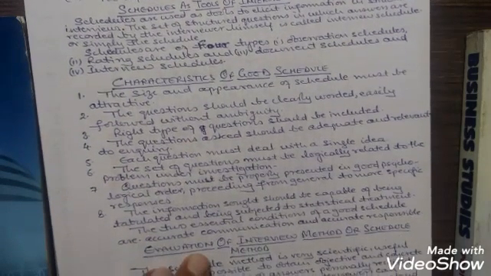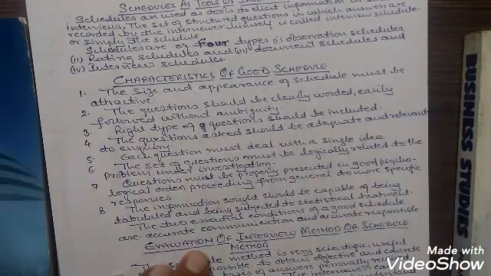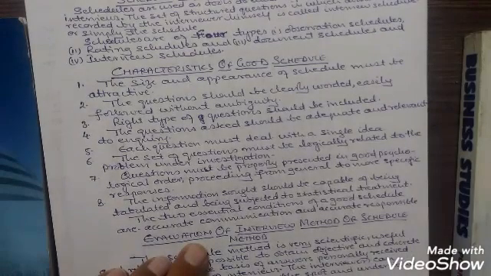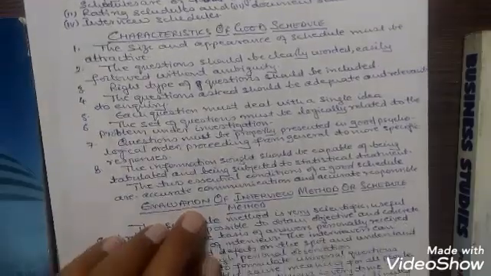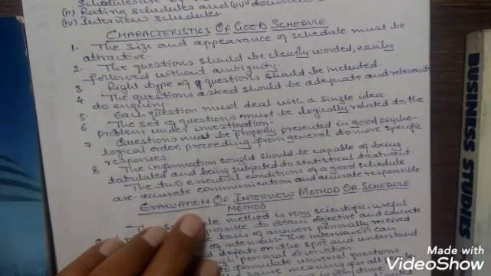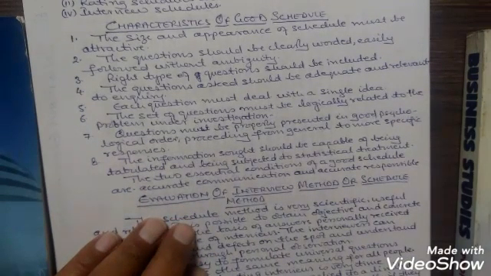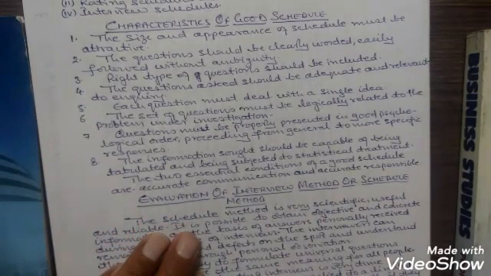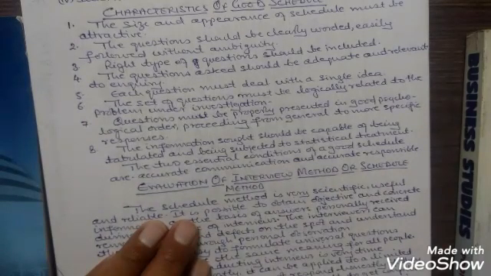Number 3, right type of questions should be included. 4, the questions asked should be adequate and relevant to inquiry. Number 5, each question must deal with a single idea. 6, they must be logically related to the problem under investigation. And 7th, questions must be properly presented in good psychological order, proceeding from general to more specific responses. And the last one, the information sought should be capable of being tabulated and being subjected to statistical treatment. The 2 essential conditions of a good schedule are accurate communication and accurate responsibility.